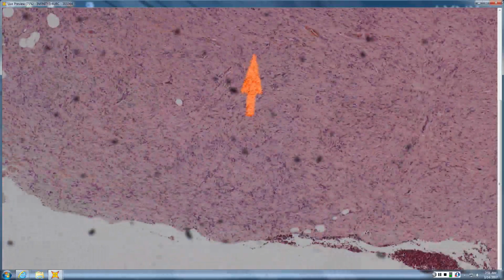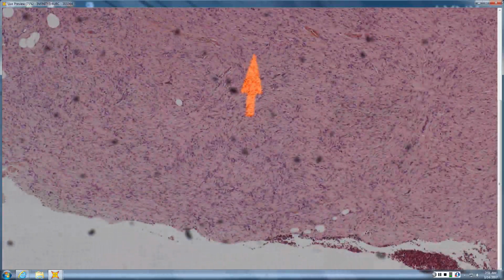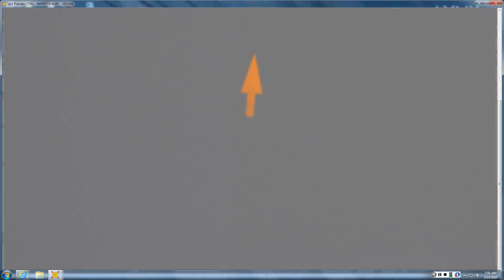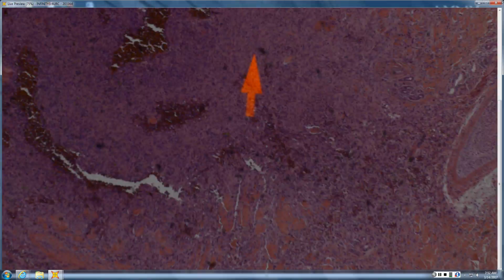One of the other things you can do is polarize these. DFSP tend not to have a lot of polarizable collagen in them, whereas DFs tend to trap polarizable collagen. So that's one thing you can do without ordering a stain that can help.